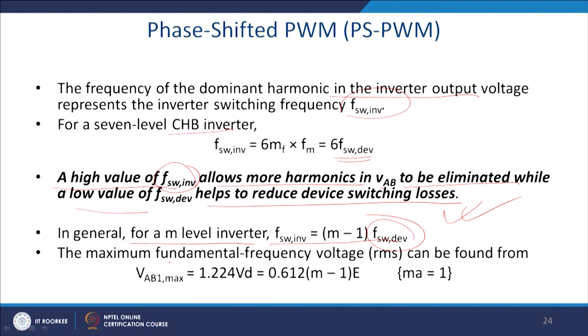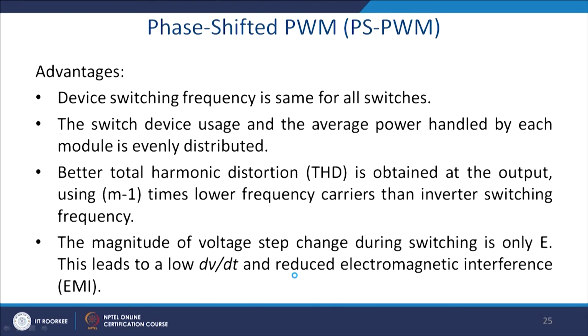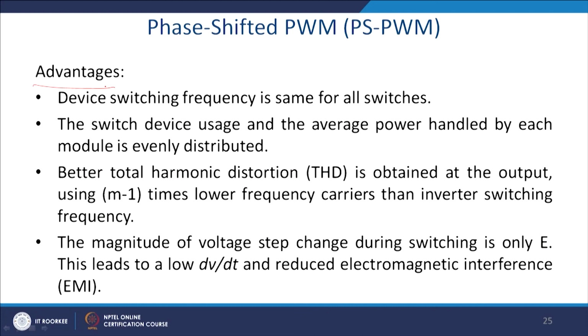The maximum fundamental frequency RMS voltage can be found from VAN1 max equal to 1.224 into Vdc, that is 0.612 Ma into E, and the maximum value is when the carrier wave magnitude equals the modulating wave magnitude. So, that Ma will be equal to 1, and then in that case you can get this magnitude of the voltage, and that is quite high. So, thus we require to conclude the advantages of the phase shifted PWM for the multilevel inverter.